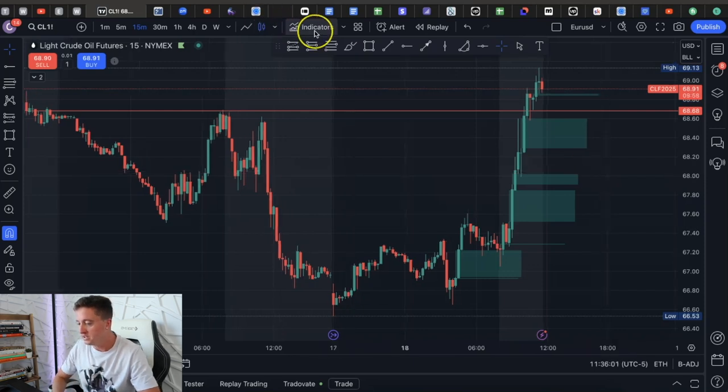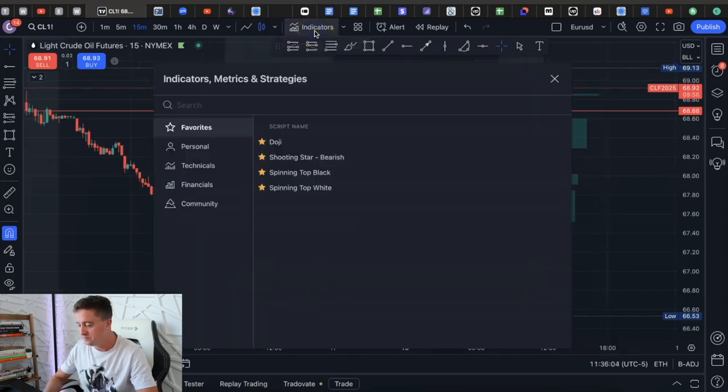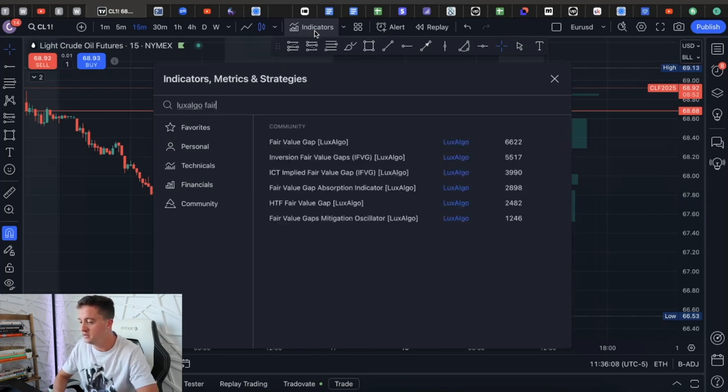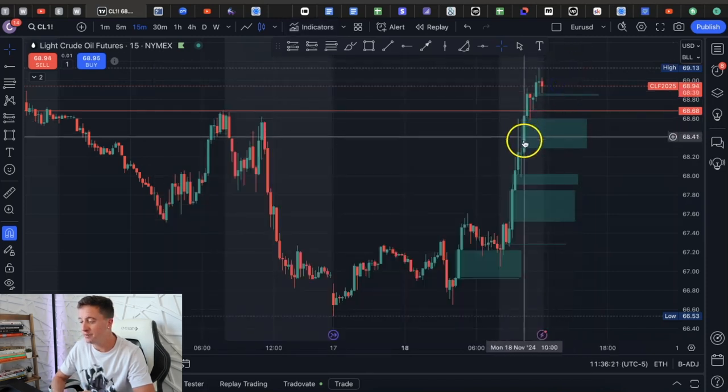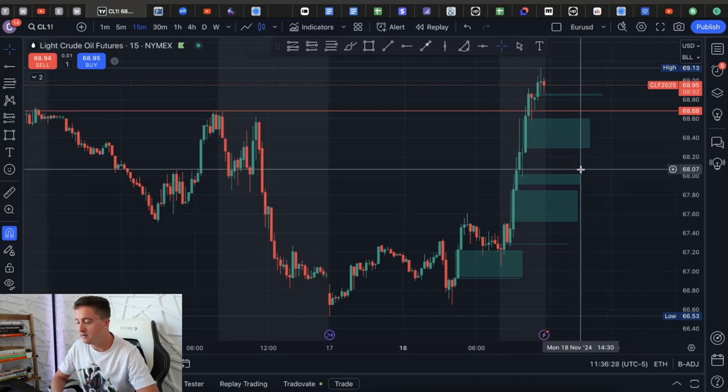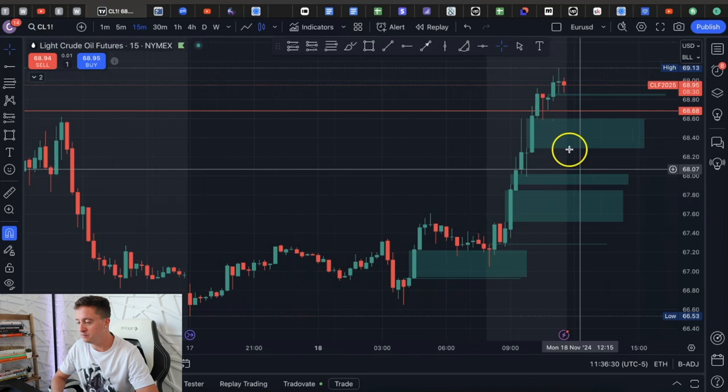So one thing that you guys can do, if you go to indicators and you type in Lux Algo and then space, fair value gap indicator, we have this indicator that you guys can get. And I would recommend getting this indicator if you are a beginner trader. Why? Because this is going to simplify things, and it's automatically going to put the fair value gap on your chart for you. So what is a fair value gap, you might be asking? A fair value gap is simply an imbalance in price.